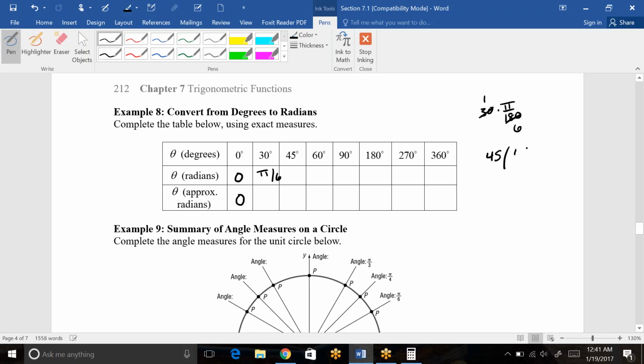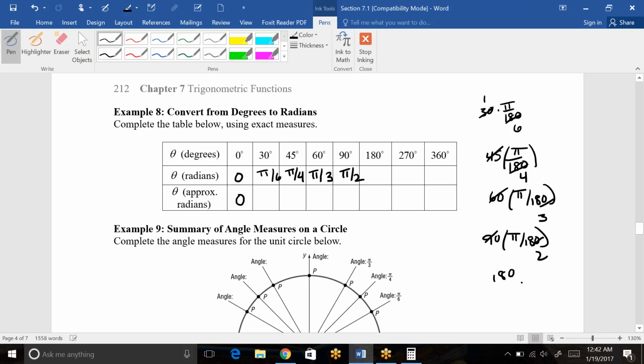45 degrees. 45 goes into 180 4 times, so this guy is pi over 4. 60 degrees times pi over 180. That goes in 3 times, so that's pi over 3. 90 times pi over 180 goes in 2 times, so that would be pi over 2.